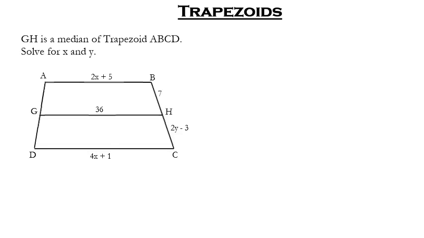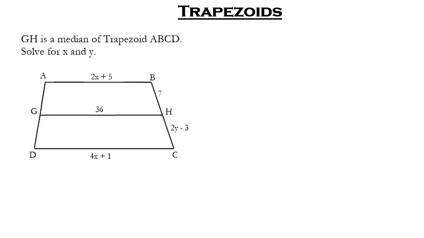The focus of this video is going to be trapezoids and isosceles trapezoids. In the first example here, we are given that segment GH is a median of trapezoid ABCD. We don't know if it's an isosceles trapezoid or not, we just know it's a trapezoid and that's a median. A couple of things to remember.